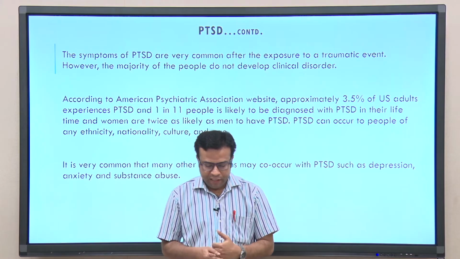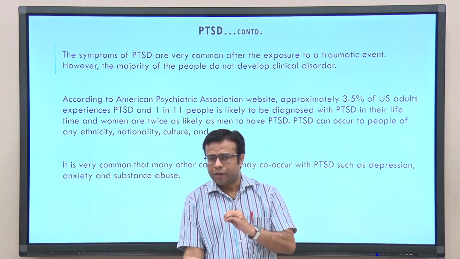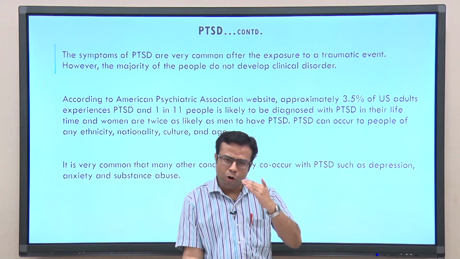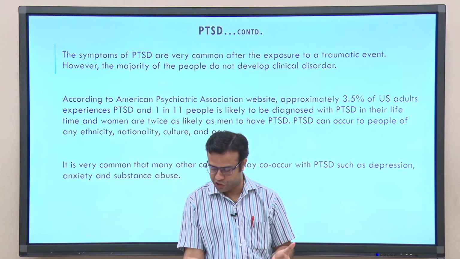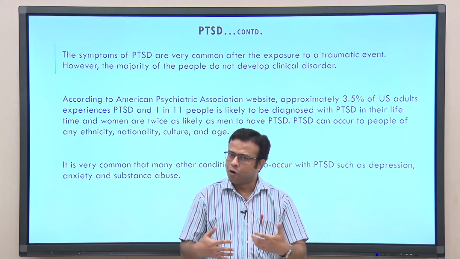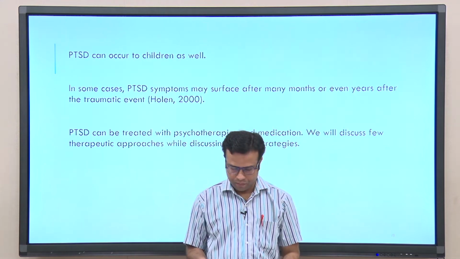So, it is very common that many other conditions may co-occur with PTSD. Research has indicated that many other comorbid disorders or symptoms may happen with PTSD, such as depression, anxiety, and substance abuse. So, these are very commonly co-occurring, comorbid symptoms.